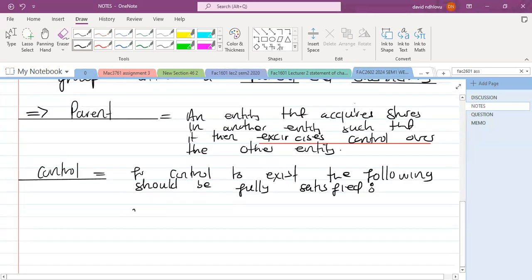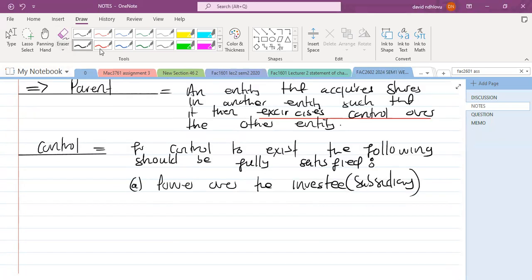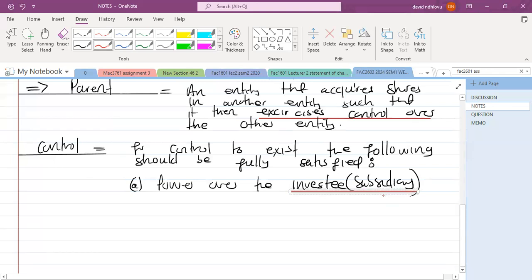Right, number 1 or number A, you must have power over the investee, which in this case we call the subsidiary. Remember, in this module we have a parent and a subsidiary. The subsidiary here simply represents the investee, the company that we bought shares from, such that we have control. That's number 1.